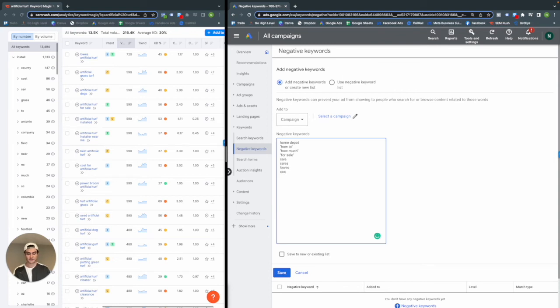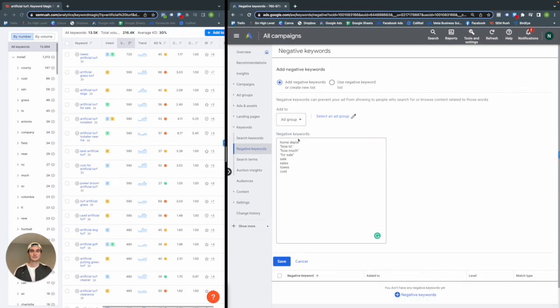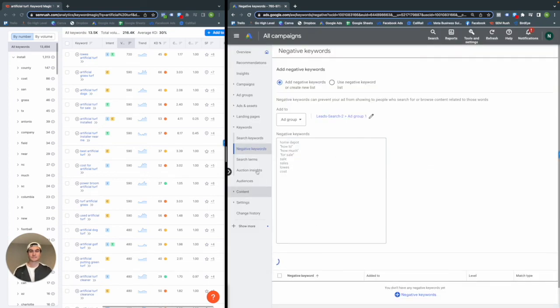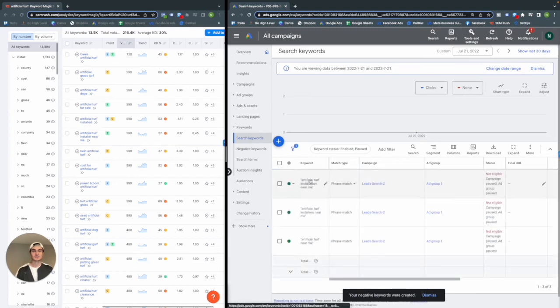So you kind of get a feel for how I use SEMRush here to add keywords and to add negative keywords, right? To kind of narrow down the funnel here. So we're going to add those. Ooh, please select the campaign. We'll go add group here. That's fine. Add group lead search to sure. Fantastic. All right, let's go back to search keywords here.